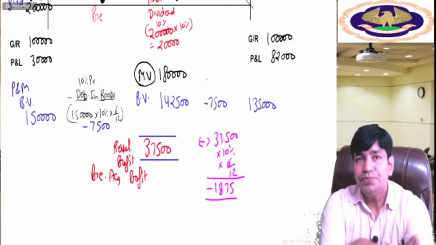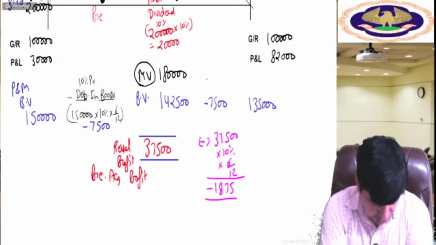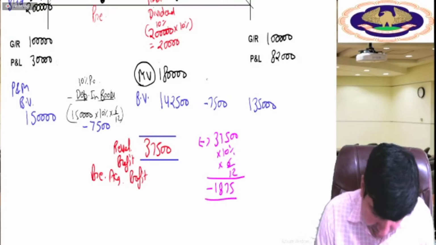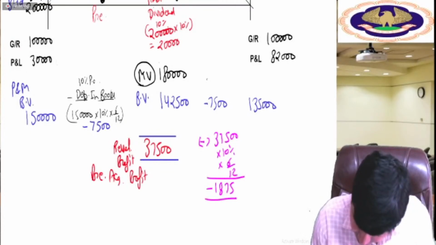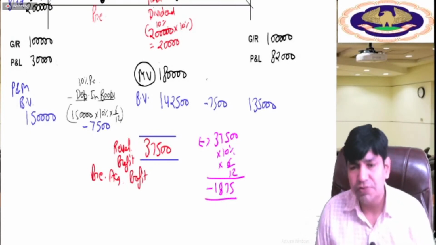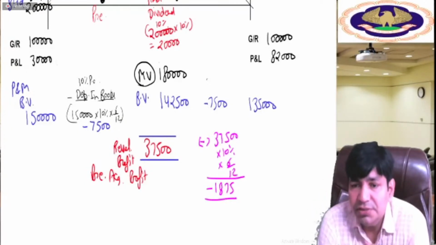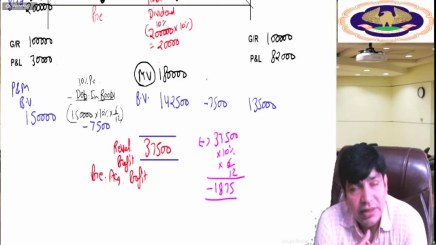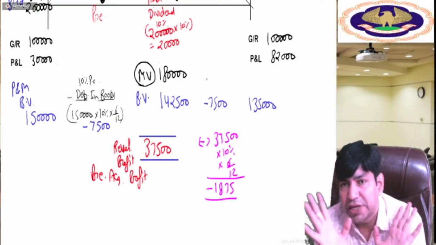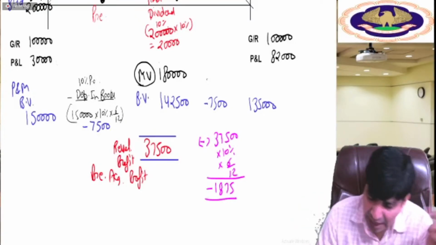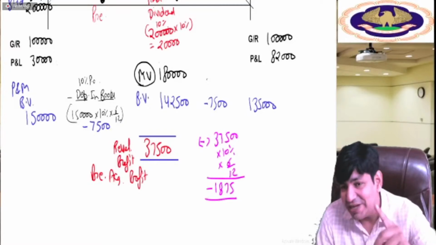So now we are here posting these things in the analysis of profit. How will you post? You will add 37,500 in the pre-acquisition and you will reduce the depreciation 1,875 in the post-acquisition. Very, very easy. Also, there must be an adjustment in the balance sheet.